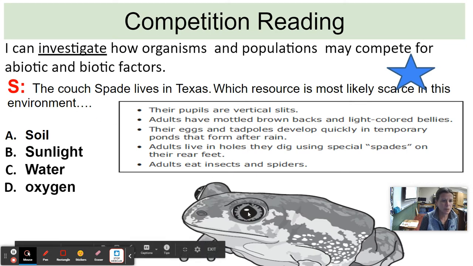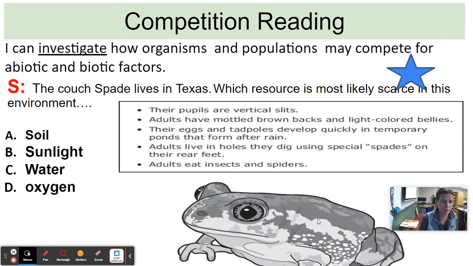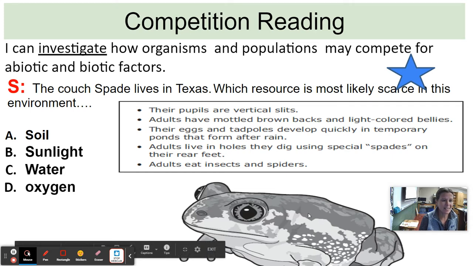Their pupils are vertical slits. Adults have mottled brown backs and light colored bellies. Their eggs and tadpoles develop quickly in temporary ponds that form after the rain. Adults live in holes they dig using special spades on their feet. Adults eat insects and spiders.